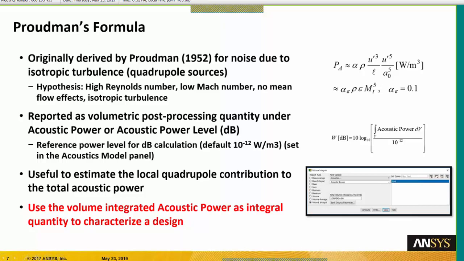The user goes to the report section of the tree, selects volume integral, in acoustics selects acoustic power for a fluid cell zone. So it's a volumic region, and then you will have a total volume integral, which will be a measure of this acoustic power by Proudman's formula. So be careful, you need to pass through this menu and this reporting to assess the acoustic power inside the volume. And it's only a quadrupole source contribution.